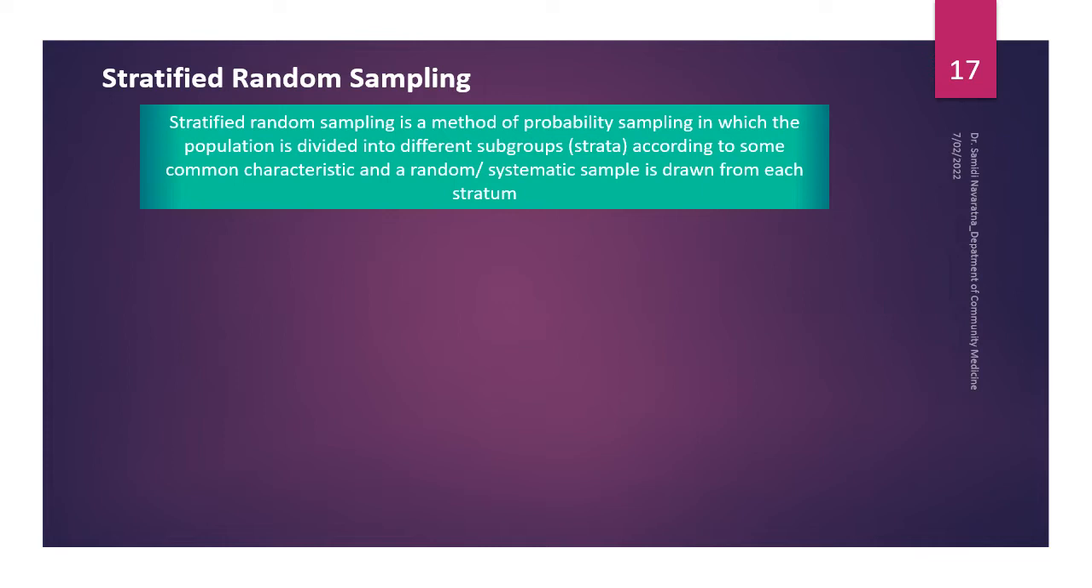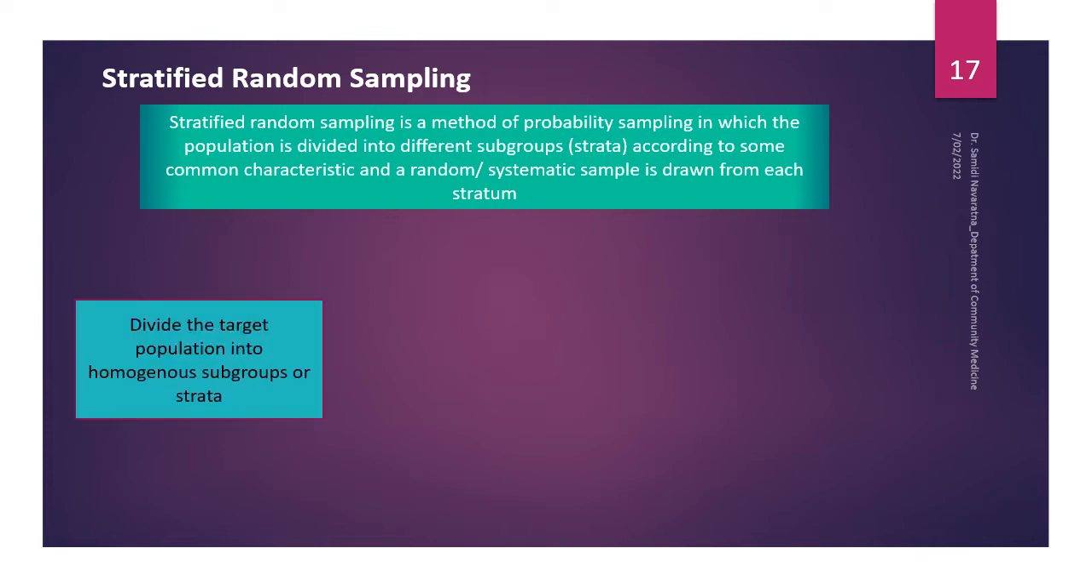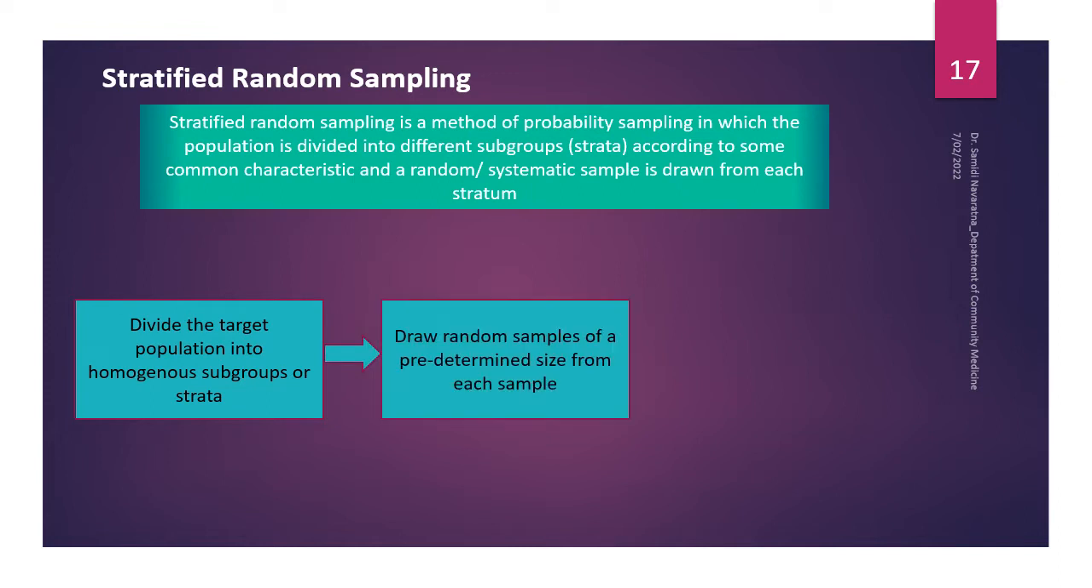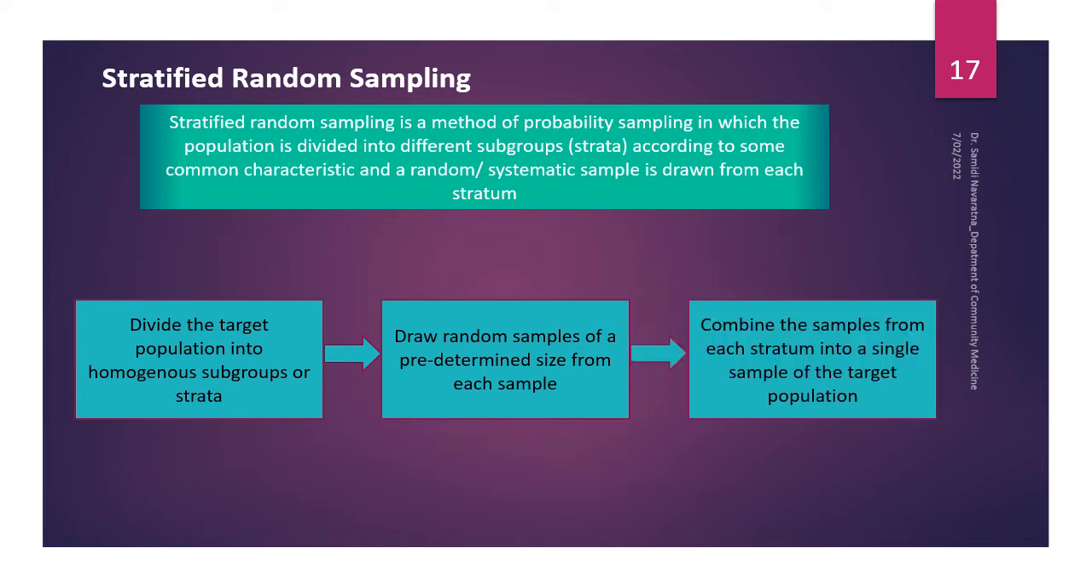So let's look at the steps. First, you need to divide the target population into homogeneous subgroups or strata. Homogeneous means with the same or similar characteristics, okay? Whatever the characteristic you are interested in. And then draw random samples of a predetermined size from each stratum. Then combine the samples from each stratum into a single sample of the target population. So that is what you are going to do.